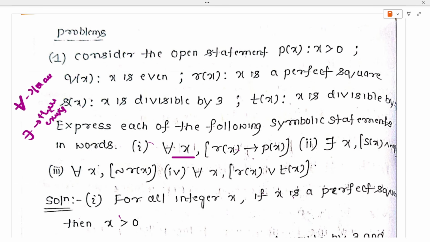Next, r of x is conditional. I hope you know this. Conditional, and this is biconditional. Here you use if then, and the same way, if you have not seen the part 1 video, you will not be able to understand this clearly.